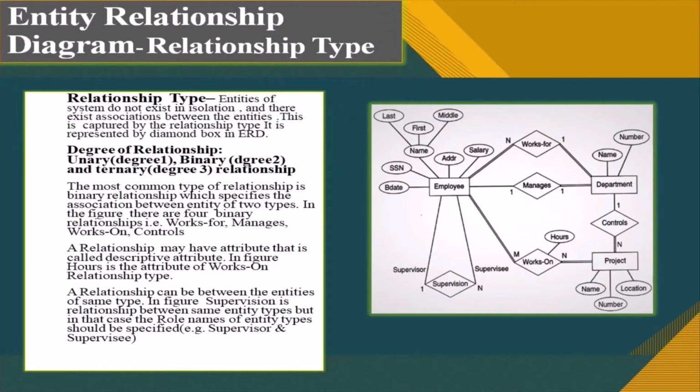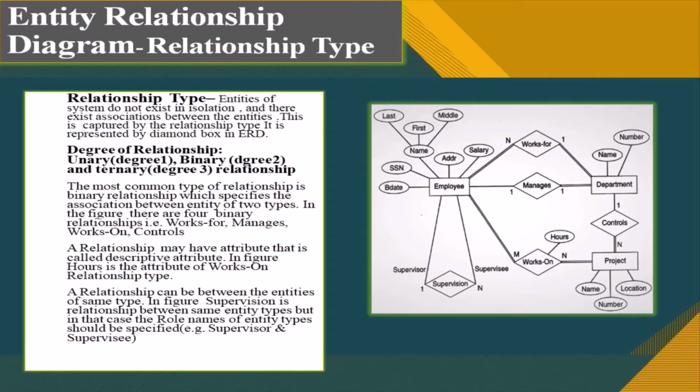The next component of the entity relationship diagram is the relationship type. Entities of a system do not exist in isolation, and there exist associations between the entities, and this is captured by the relationship type. It is represented by a diamond box in the entity relationship diagram.